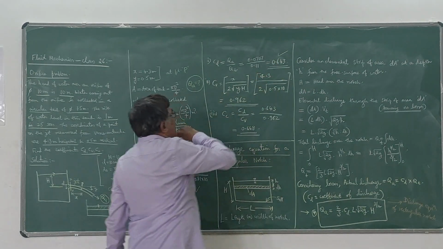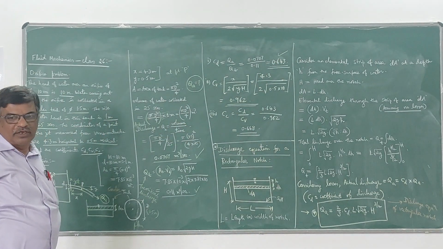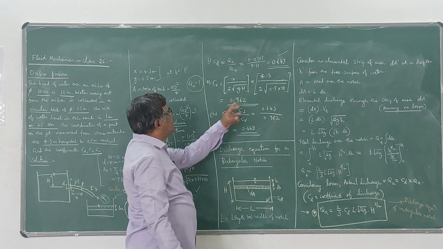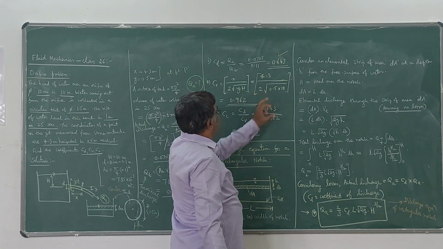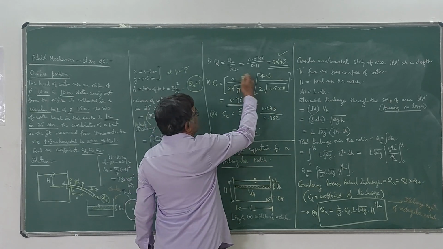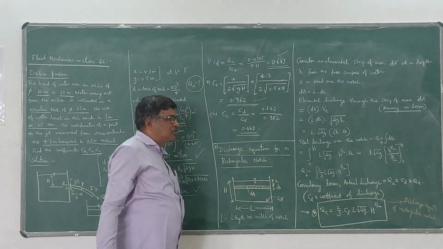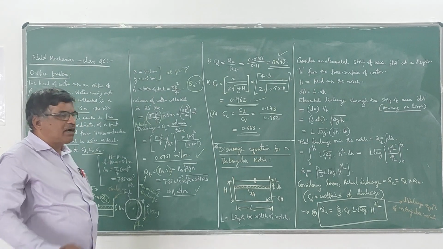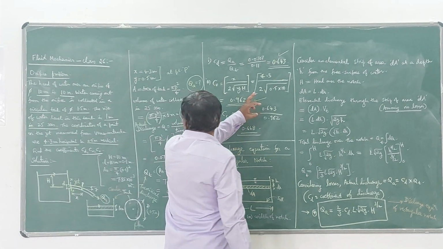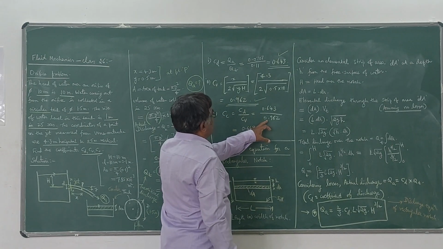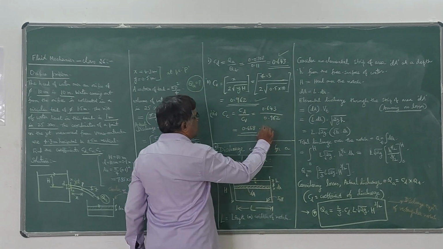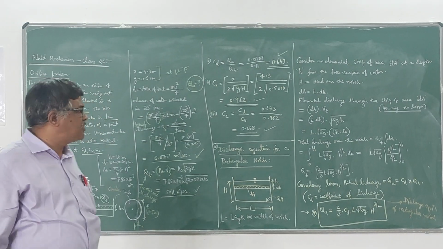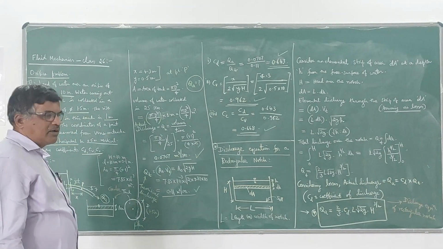Next CV, x divided by 2 root yh. So CV depends on the coordinates of the point under consideration. So x is 4.3, y is 0.5, h is 10 meters. Substitute and simplify, you get 0.962. Then CC, coefficient of contraction, CD divided by CV. So CD is 0.643, CV is 0.962, divided you get 0.668. So these are the values of the hydraulic coefficients of the given orifice.